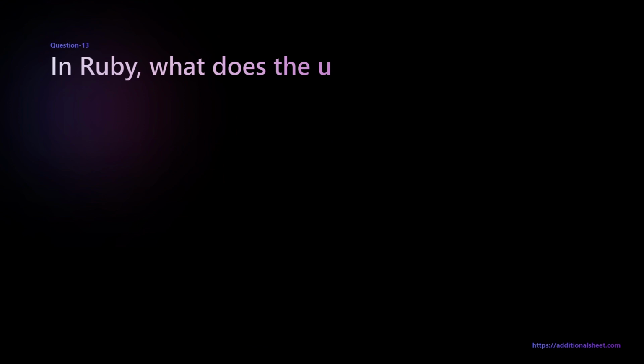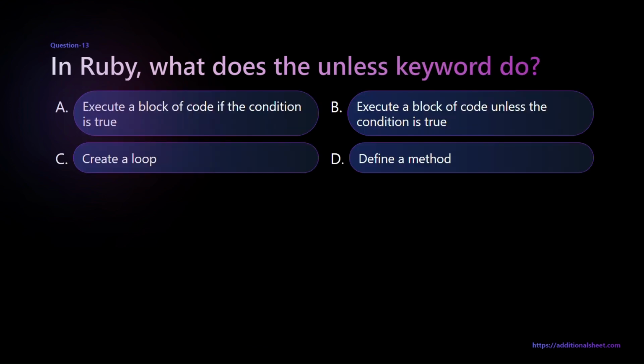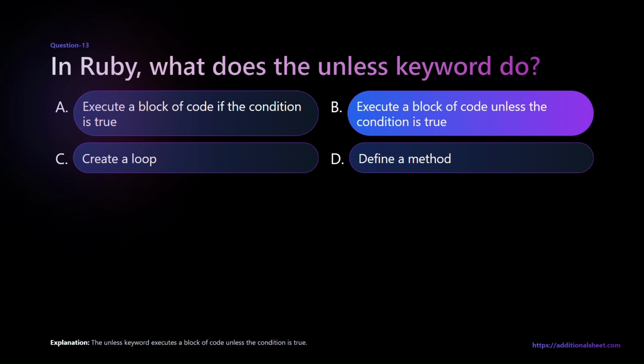In Ruby, what does the unless keyword do? Option A, execute a block of code if the condition is true. Option B, execute a block of code unless the condition is true. Option C, create a loop. Option D, define a method. The correct answer is option B, execute a block of code unless the condition is true.